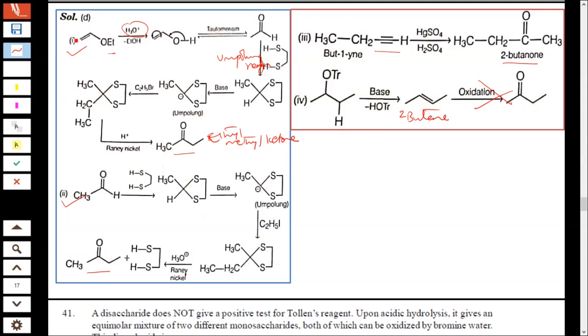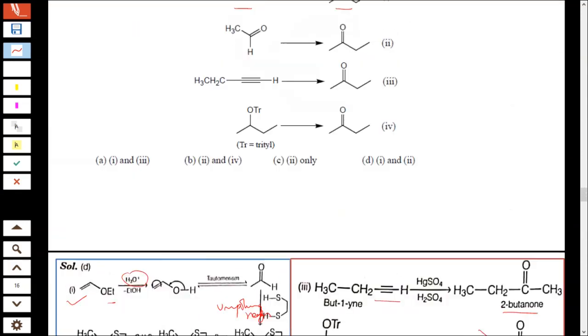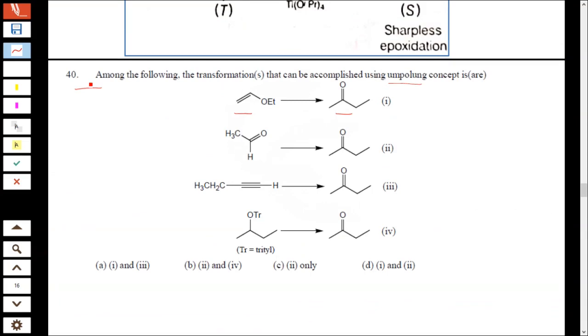Hence the correct product is formed in 1 and 2 only, not 3 and 4. The product formed in 1 is correct and in 2 is correct, and 3 and 4 are not correct. Hence option D is the correct answer.